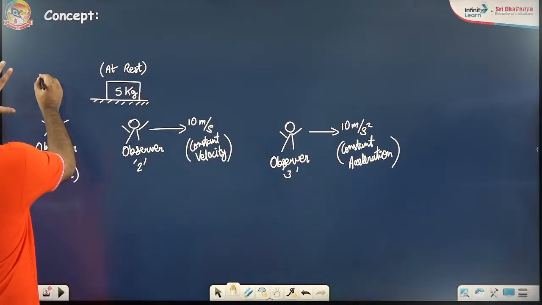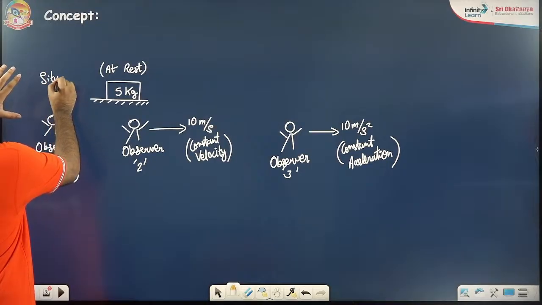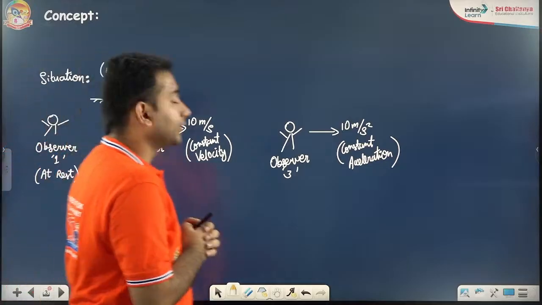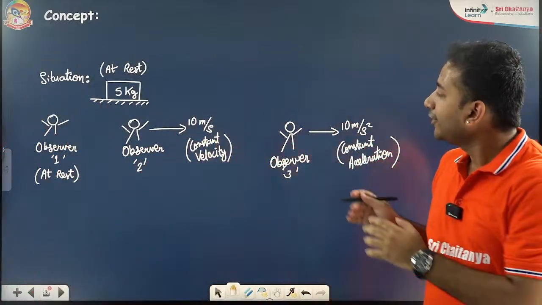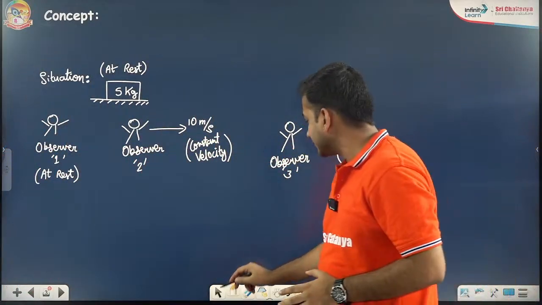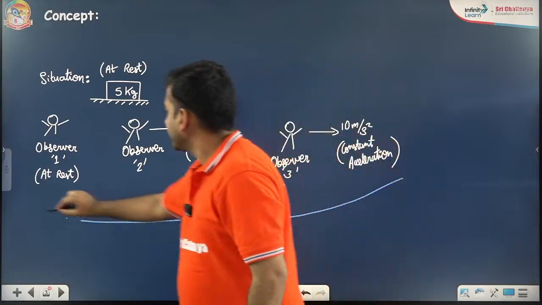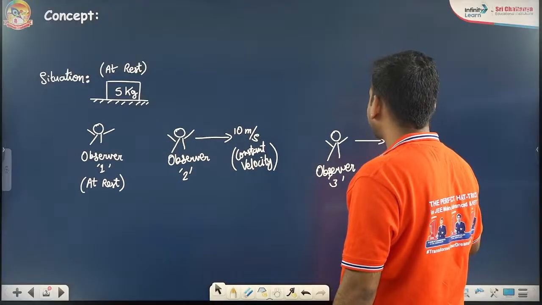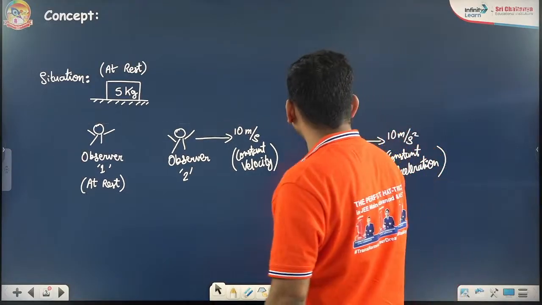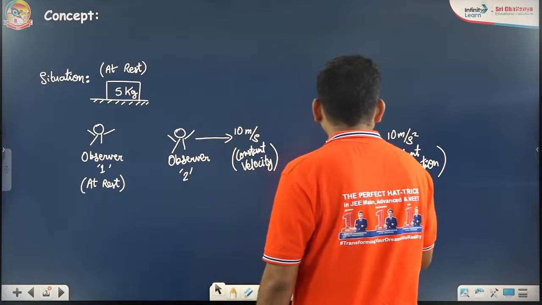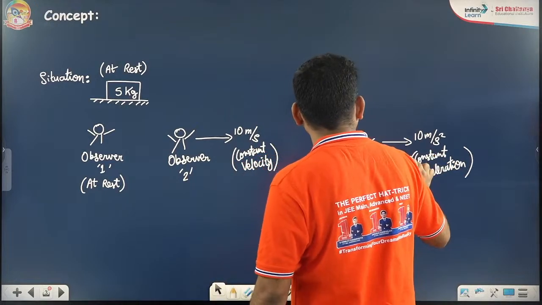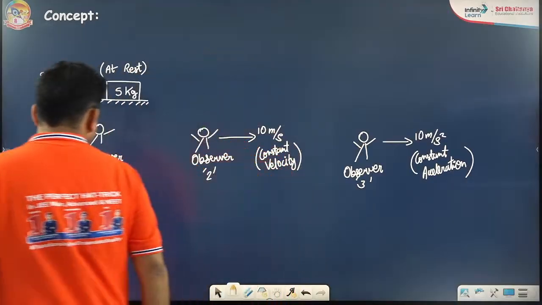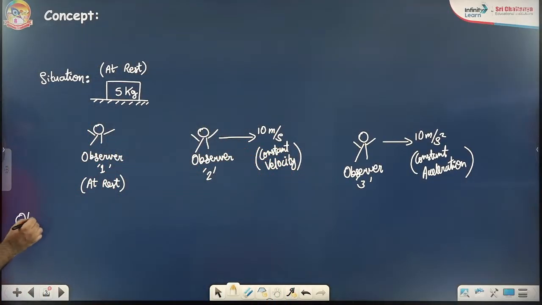This is the situation given to you, that there is a 5 kg object placed on a horizontal table which is at rest right now, but there are 3 observers in front of you. I'm going to see one by one what these observers observe. According to these observers, what will be the observation?